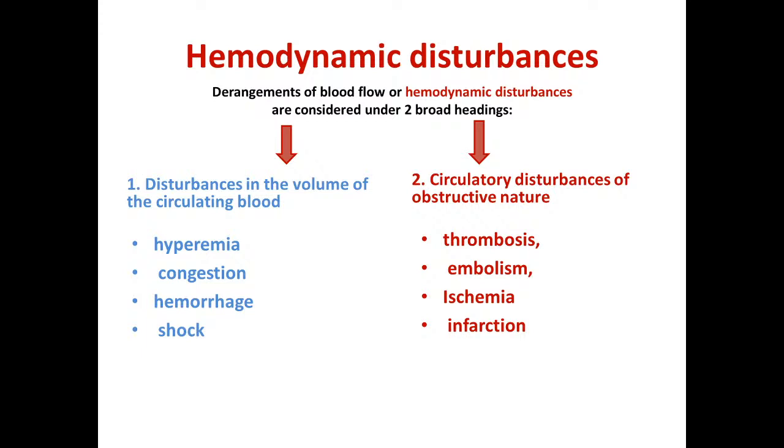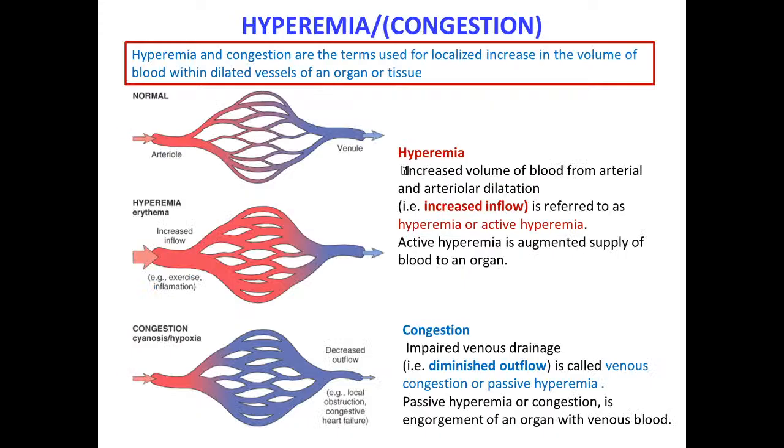Derangement of blood flow or hemodynamic disturbance is considered under two broad headings. The first, disturbance in the volume of the circulating blood. This includes hyperemia and congestion, hemorrhage and shock. And the second, circulatory disturbance of obstructive nature: thrombosis and embolism, ischemia and infarction.